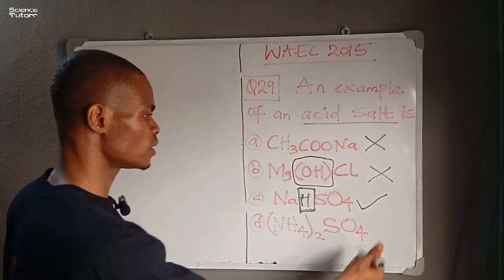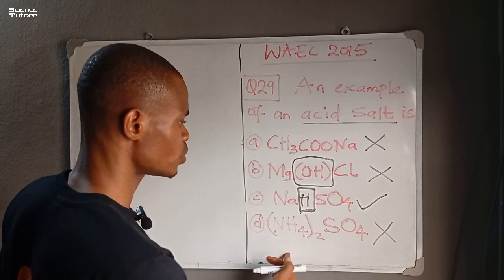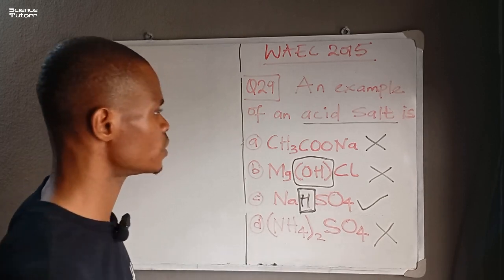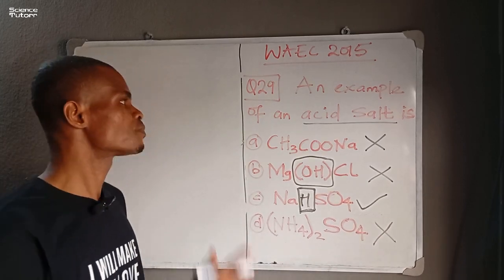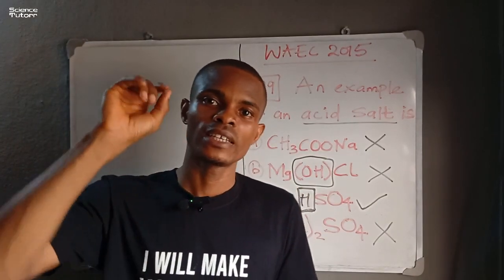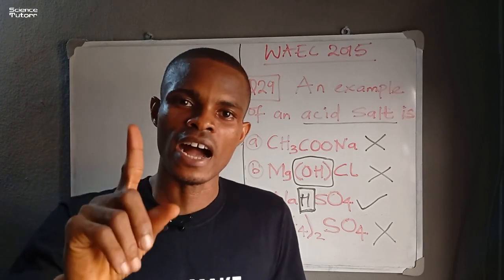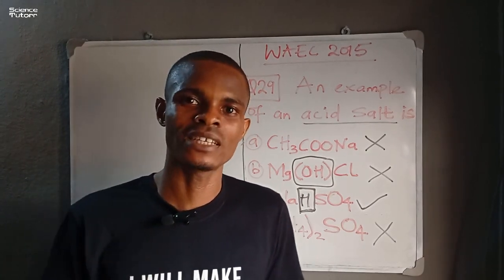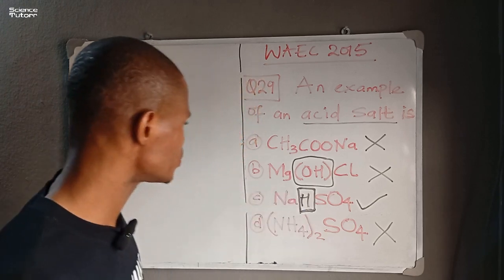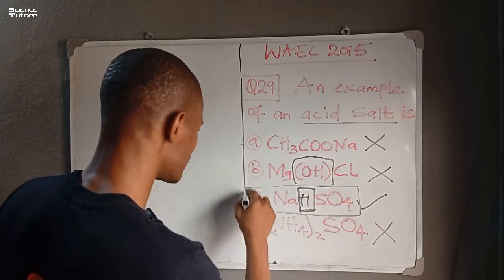Ammonium sulfate is not the answer. This is a normal salt, ammonium sulfate. So looking at all of this, a way of identifying an acid salt is this: it must have a trace of hydrogen ion or hydrogen present in it, otherwise it is not an acid salt. So option C is our answer.